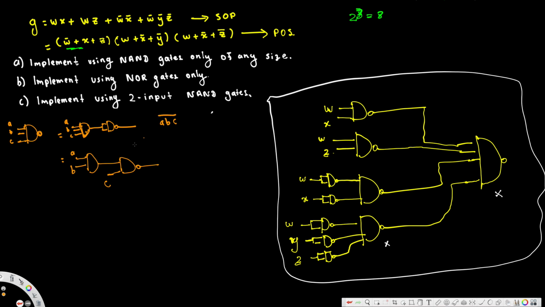Complemented at the end. This is what? AB dot C complemented. It's the same thing, right? Same expression, we can draw it in a different way.